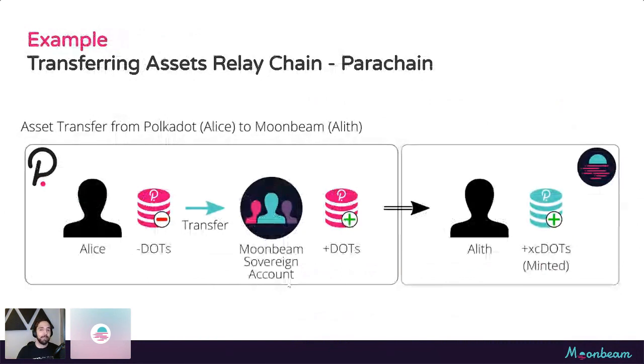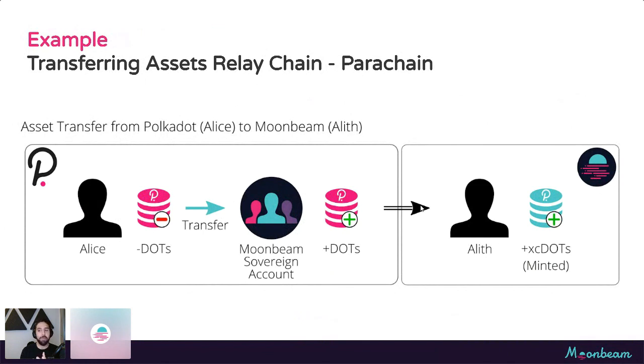All right. So some examples, right? I guess this helps illustrate a little bit how this works. Let's say Alice on Polkadot wants to transfer some DOT to Alice with the ETH on Moonbeam. How would this work, right? Via an XCM, like I said, everything is done via an execution of an XCM. Alice will transfer some DOT, the amount she wants to send, to the Moonbeam sovereign account.